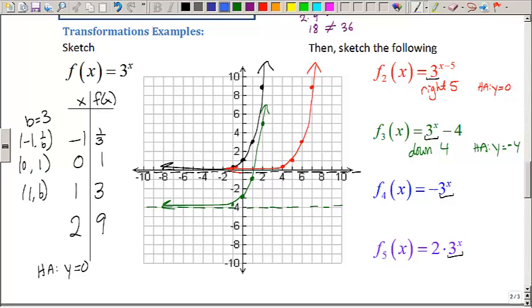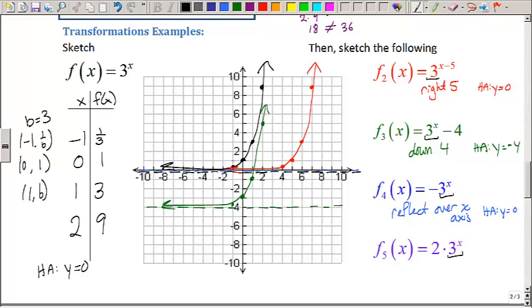On f sub 4 of x equals the opposite of 3 to the x. Again, notice that we have my parent function. The only difference is that I am taking the opposite of the entire function, which is a reflection over the x-axis. Well, my x-axis, or y equals 0, was my horizontal asymptote. If I reflect the x-axis over the x-axis, that really doesn't do much, it just stays the same. So my horizontal asymptote is still y equals 0. I'm just reflecting each of my points over the x-axis.